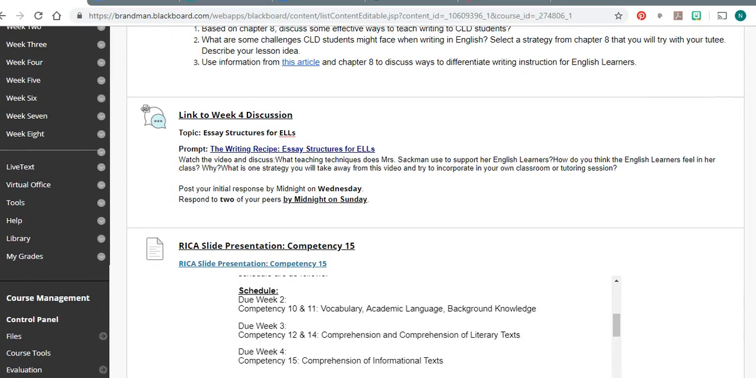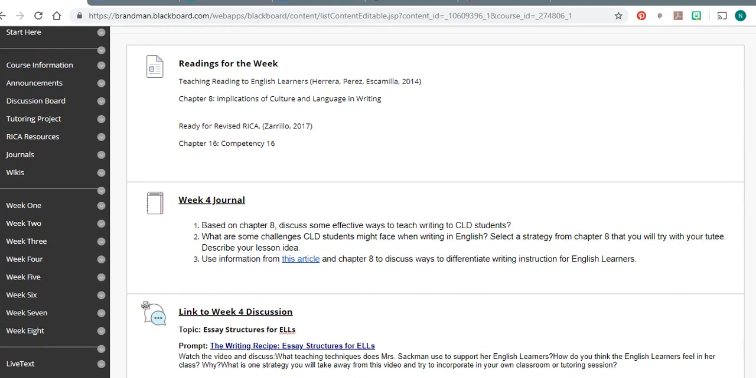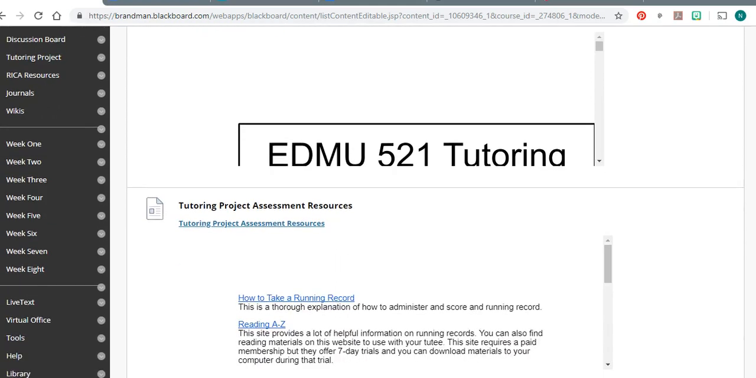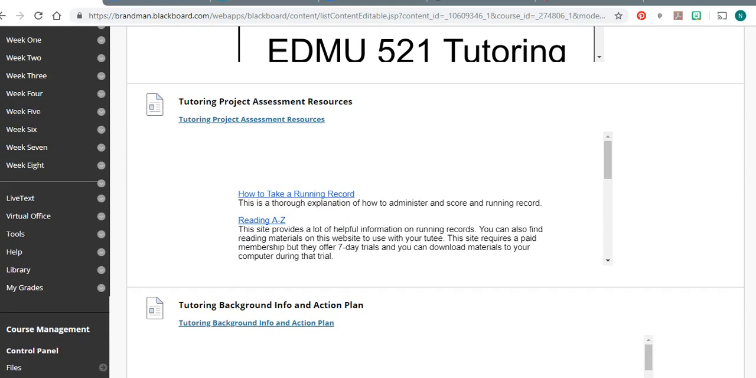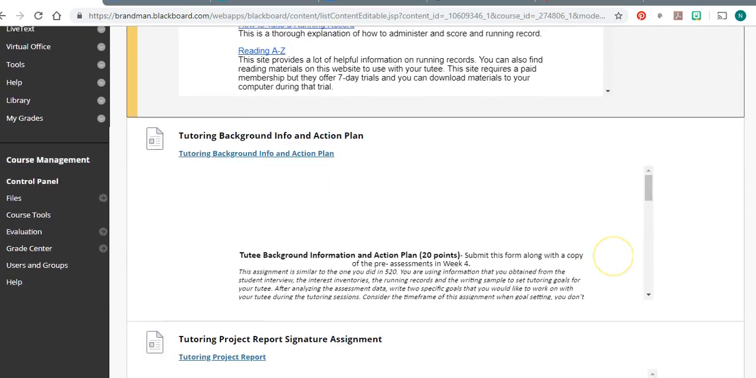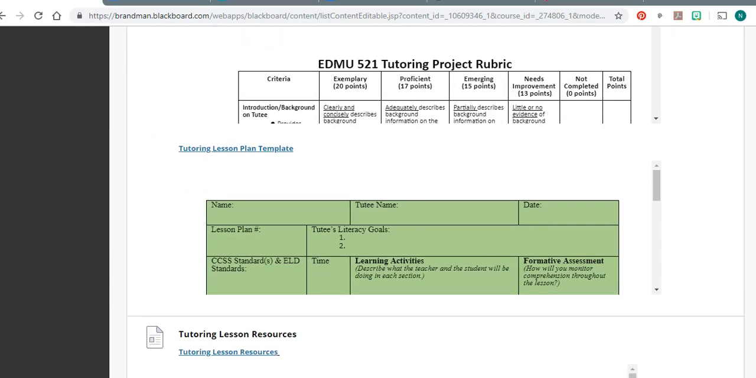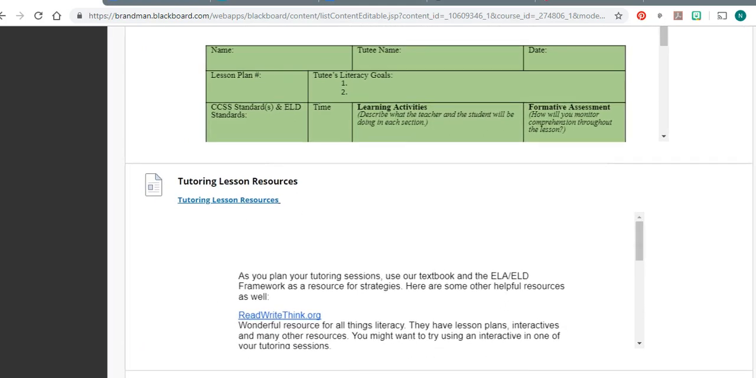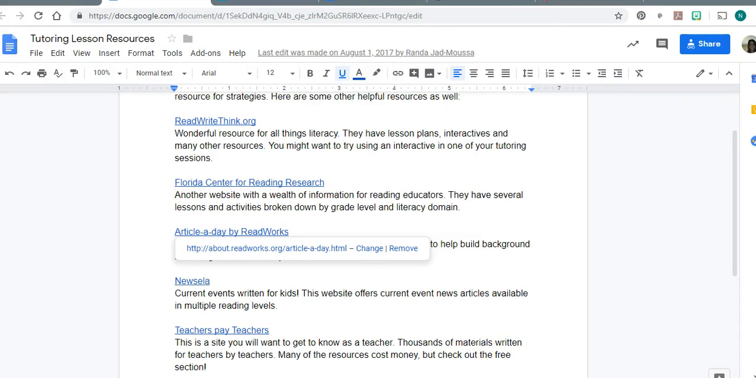I want to bring us over to the tutoring project folder. This one right here on the left. There's a couple things I want to bring your attention to. Obviously right there is your action plan, but once you set those goals, I want to let you know that this folder is here. Where is it? Tutoring lesson resources. This one right here. It will give you some suggestions on where to find ideas on teaching.